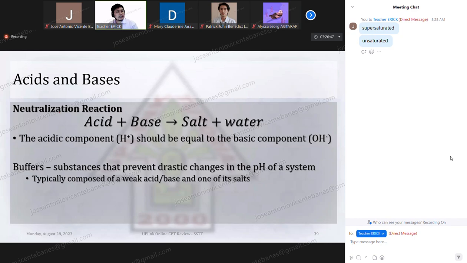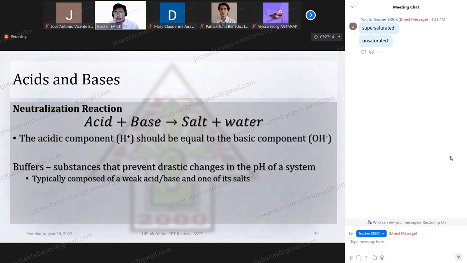Now, neutralization reactions are basically acid plus base. If you want to neutralize an acid and a base, they will form salt and water. The acidic component, the H, should be equal to the basic component. So if you want to neutralize, you have to make sure that the protons and the hydroxides are equal. And how do you do that?